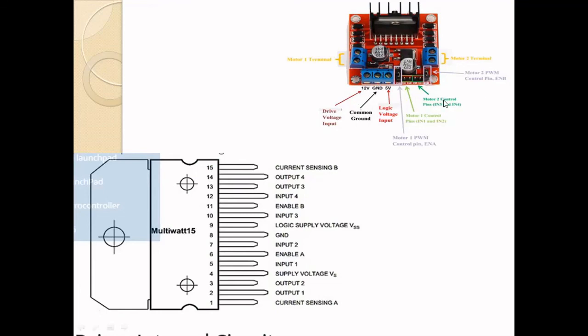Next, motor 2 control. As I told, there are two motors you can control, motor 1 and 2. Pins input 3 and 4 are connected to motor 2, and pins 1 and 2 are connected to motor 1. Next, these pins are called PWM pins. They are used as enable A and enable B. There are two pins called PWM pins, and they are used to control the speed of the motor.